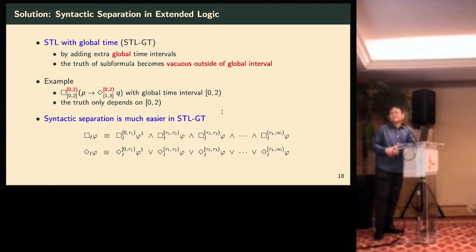I'm more confused about the meaning of this global interval, because it seems like it says that if P is true from 0 to 2, then eventually Q has to be true between 1 and 3.